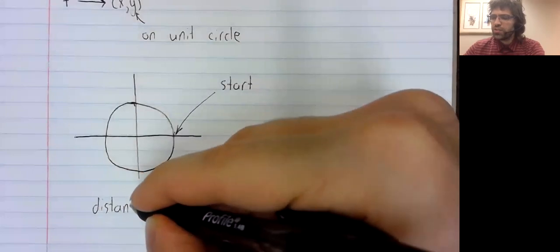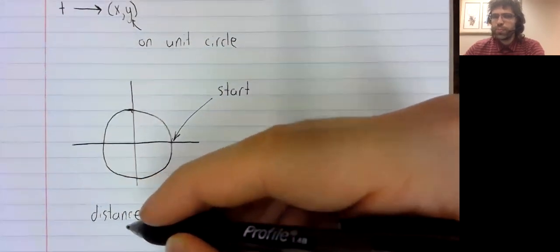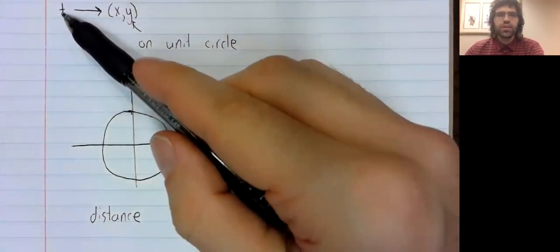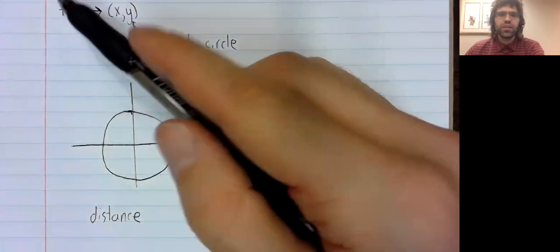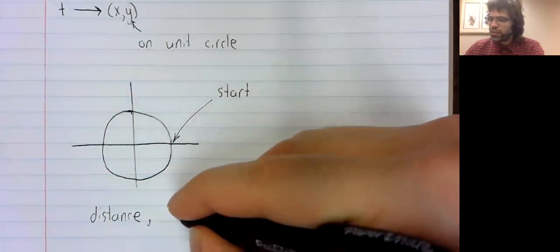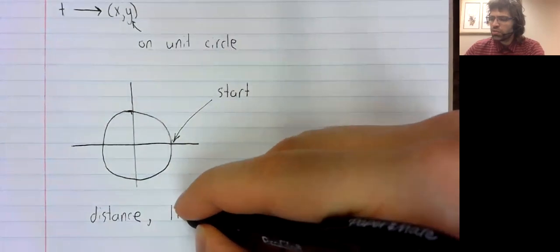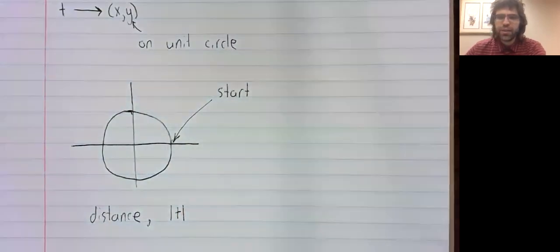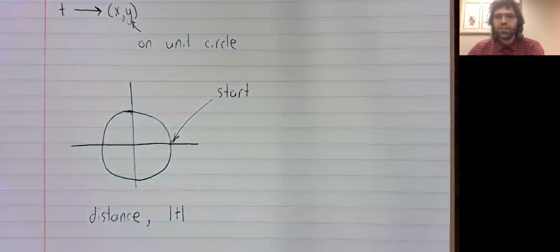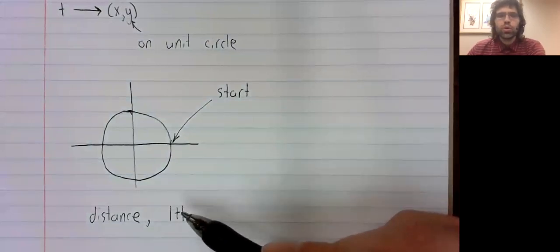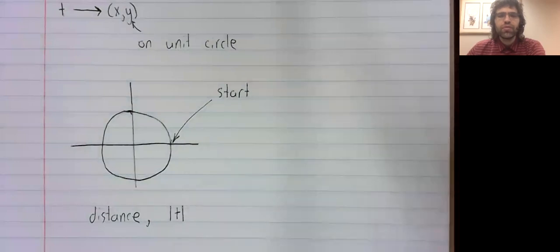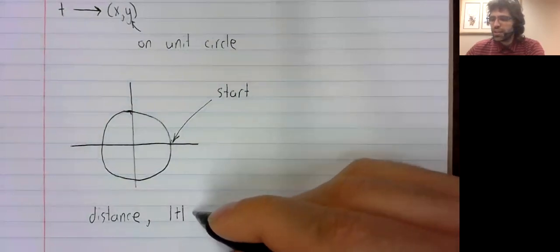The distance we walk is given by this input. And this input could be positive or negative, whereas distance has to be positive. So the distance will be the absolute value of t.